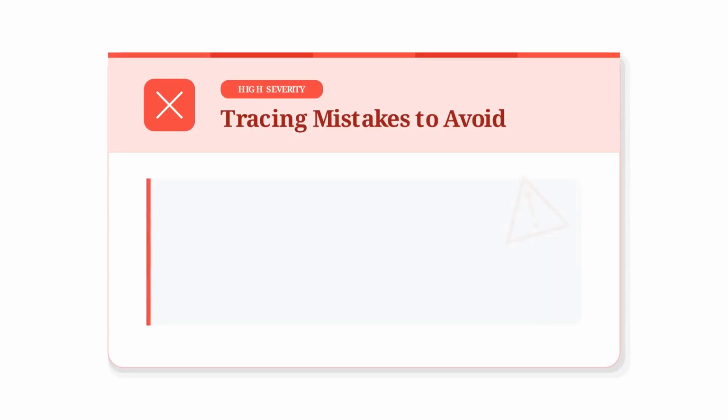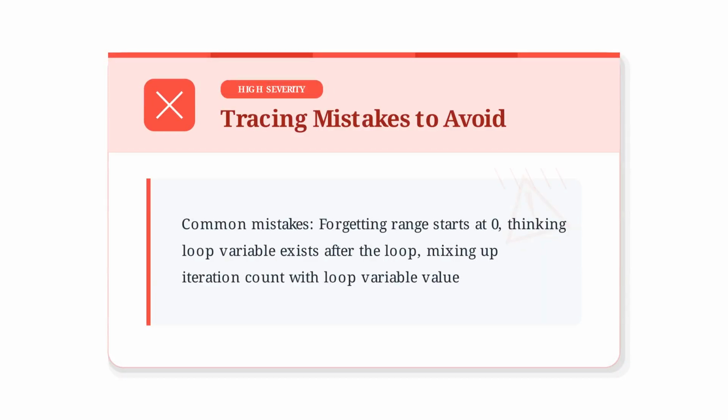Watch out for these common tracing mistakes. Forgetting range starts at 0, thinking the loop variable still exists after the loop ends, and mixing up how many times the loop ran with what the loop variable's value was. Avoid these pitfalls.